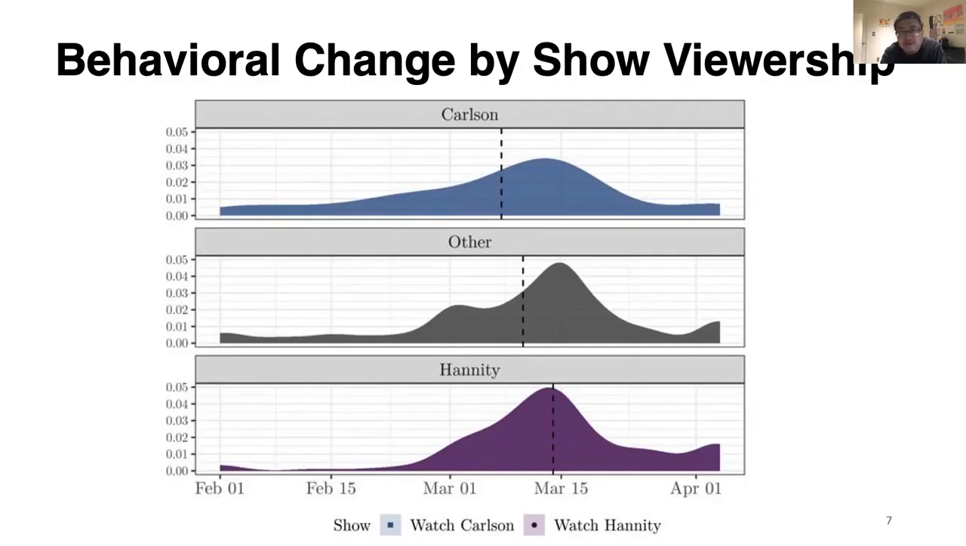The figure shows the viewers of Hannity changed their behavior 4 or 5 days later than the viewers of other shows, while the viewers of Tucker Carlson Tonight changed their behavior 3 to 4 days earlier than the viewers of other shows. And the difference in coefficients is also statistically significant. So this is very interesting, examining behavioral change through show viewership analysis.